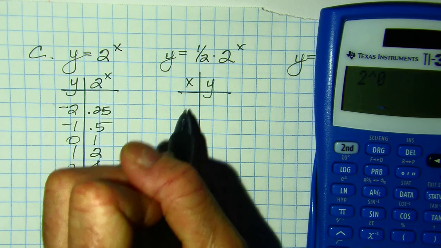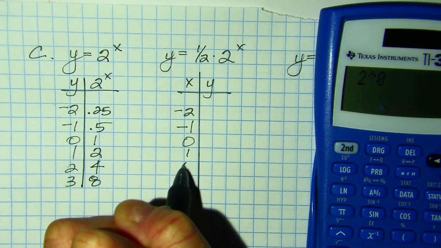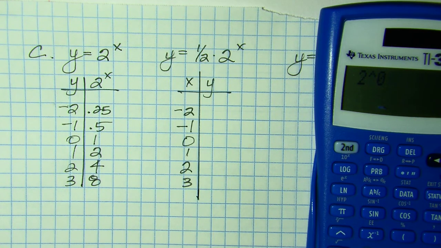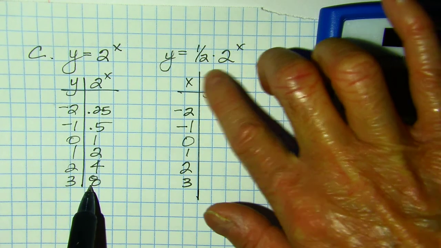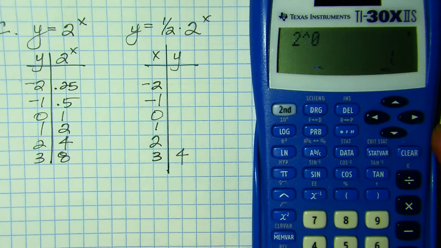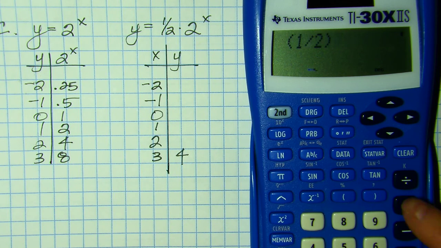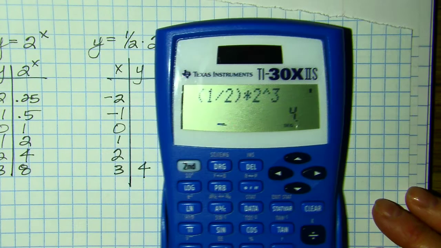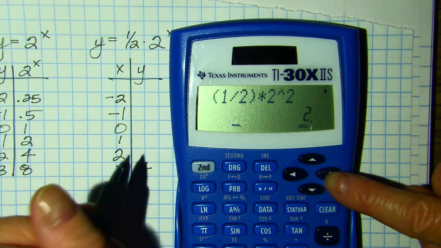Now multiplying by 1/2, does anyone know what that does to something? If I multiply by 1/2, I'm just cutting it in half. So I already entered 2 to the x and I got 8. If I then multiplied that by 1/2, I would get 4. If you don't believe me, we can enter it. So I'm going to put 1/2 times 2 to the 3rd, and I get 4.